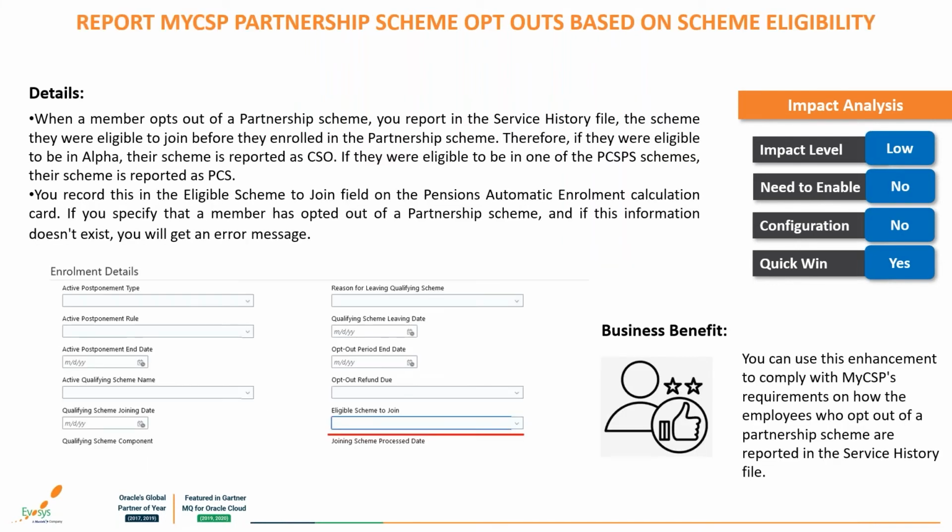The next feature is report MYCSP partnership scheme opt-outs based on scheme eligibility. So this feature is for the UK central government entities wherein employees are enrolled in partnership schemes. The details of opt-in and opt-out are required to be reported in the service history file. So Oracle post 22A is providing this new field called eligible scheme to join in the pension automatic enrollment calculation card, which can be populated if a partnership scheme enrolled employee is opting out from that. And the same data will hence be also reported in the service history file.